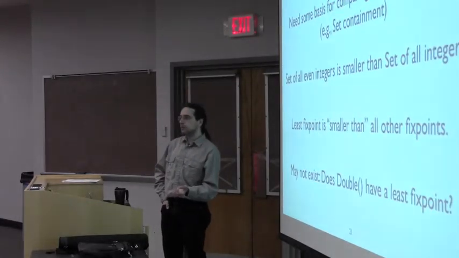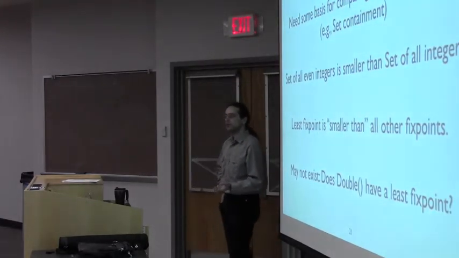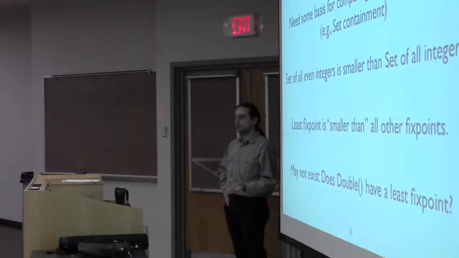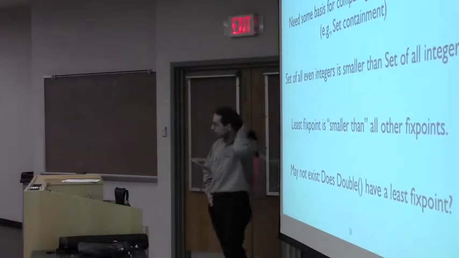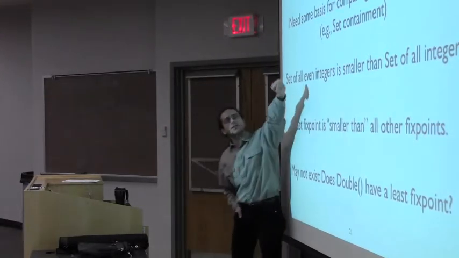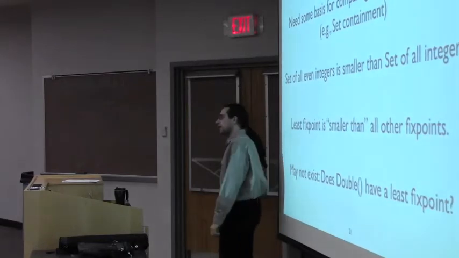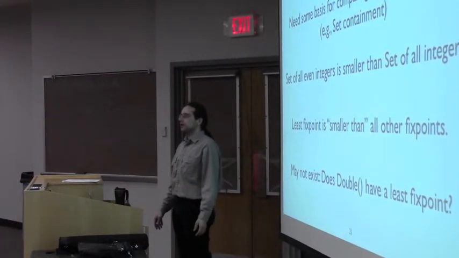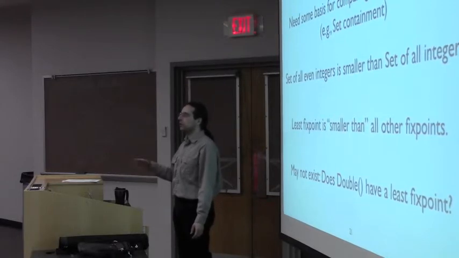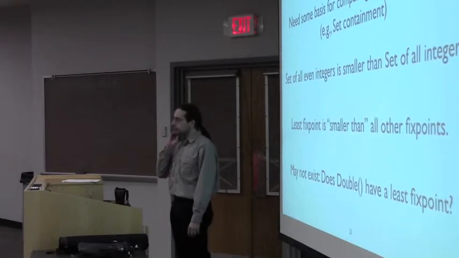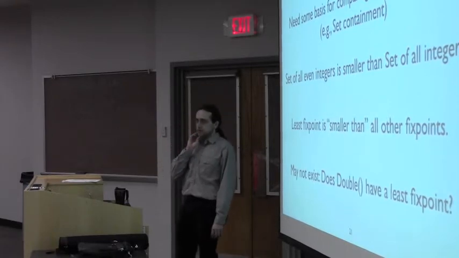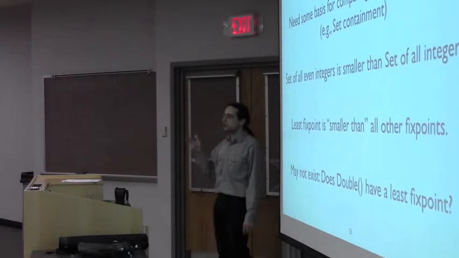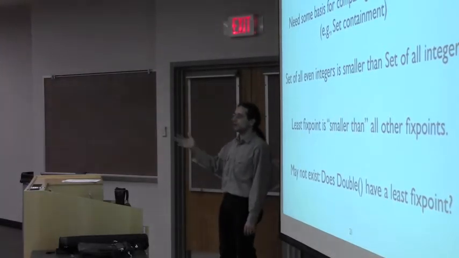Is that the smallest fixed point based on number of elements? How do we define this? The smaller is the number of elements. So let's say set containment. Let's say the set 2, 3, 4 would be smaller than the set 2, 3, 4, 5. It's the least. Okay, so that would be negative 1, negative 2, negative 4, negative 8.